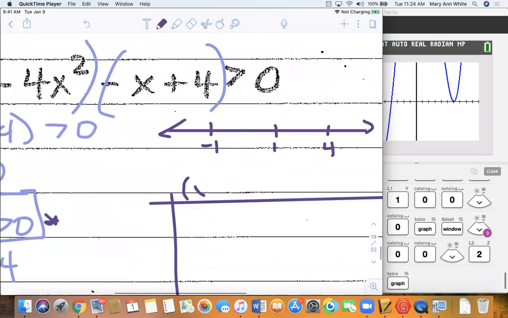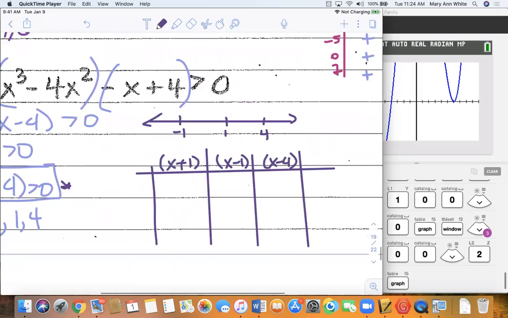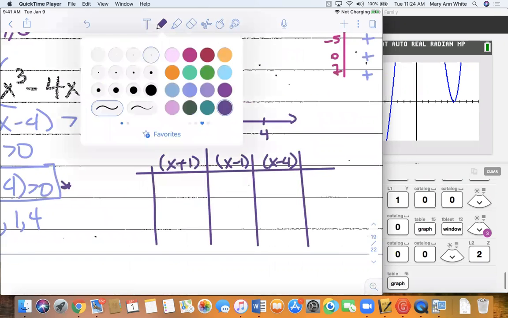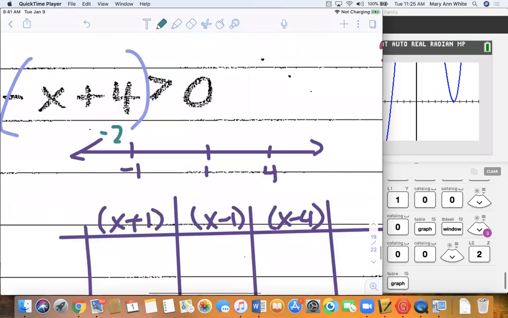So I'm doing x plus 1. I'm doing x minus 1. I'm going to do x minus 4. And what I haven't done yet, that I'm sure some of you are like, why hasn't she done this? I haven't picked my numbers that I'm going to try and plug in. There was no reason I waited. I just was setting other things up.